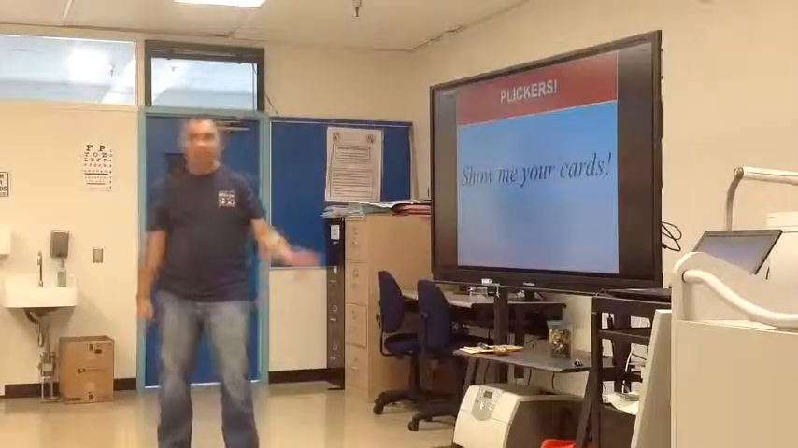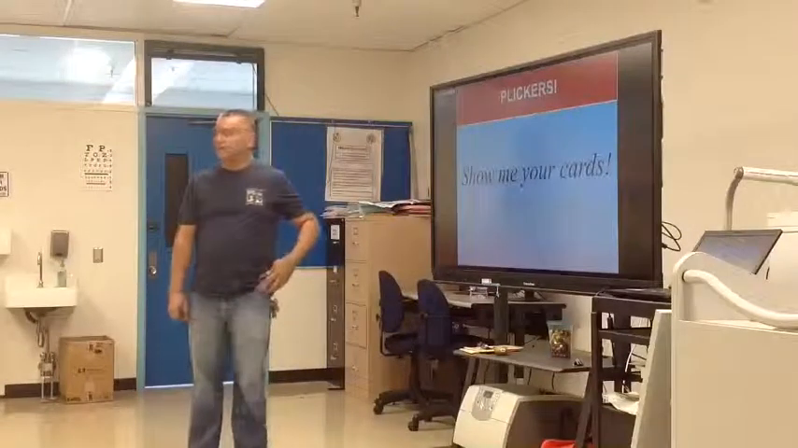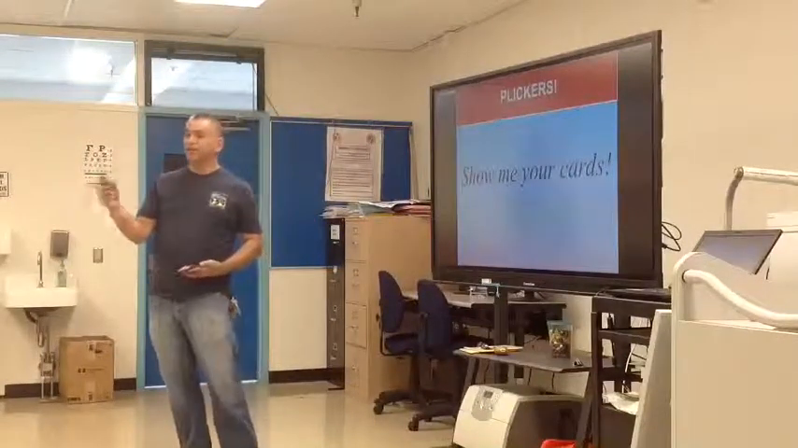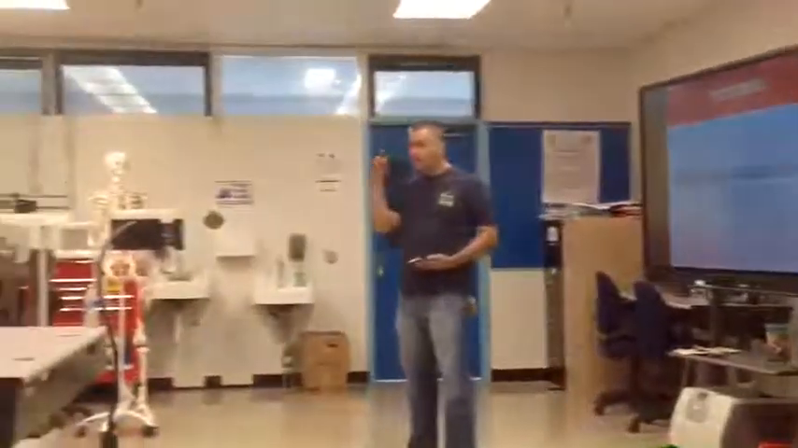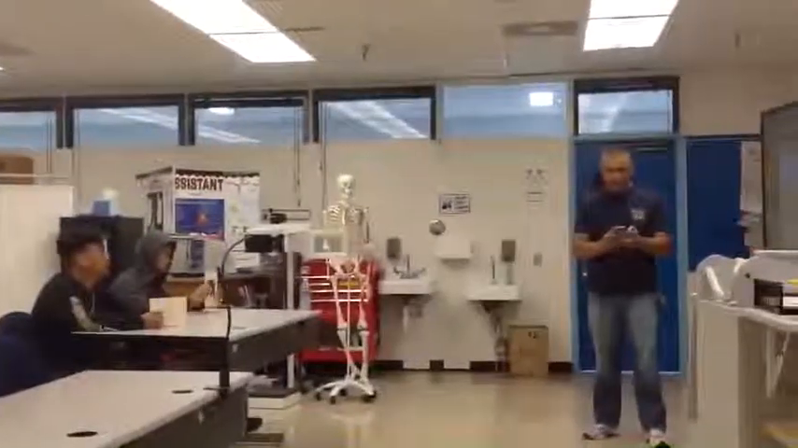All right, so now we start with the Plickers. I'm going to ask you a question. You're going to look at the card, because one side says A, the other side has B, C, and D. All right? So I'm going to activate the Plickers with my phone, and I'm going to ask you a question in a minute. There we go.